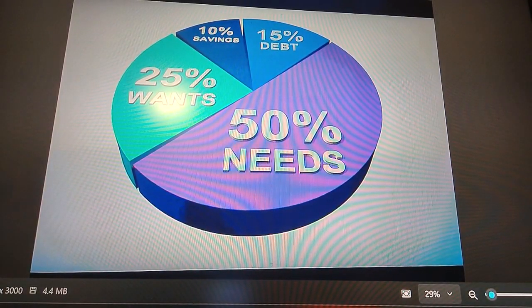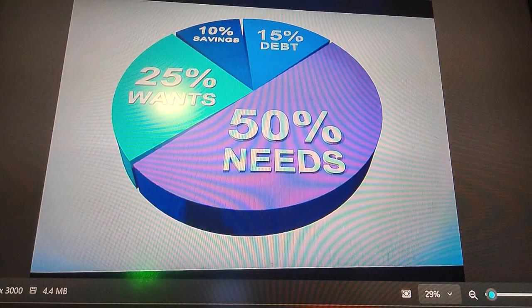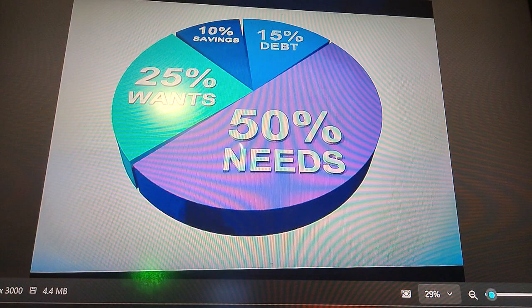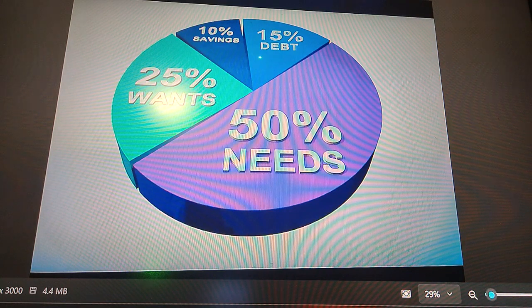So this is a prime example of when you have debt. When you have debt, how should you be breaking down your total monthly income into categories? 50% is needs, okay? 25% wants, 10% savings, 15% going towards debt. That is being very, very financially responsible. Now, if this was slightly different, like 17% debt and 8% savings, close to these numbers but not exact, that's fine. Now, that's for when you have debt.